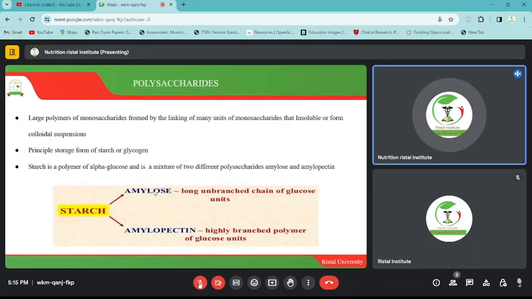Then, getting to polysaccharides, finally, these are large polymers of monosaccharides. They are formed by linking many units of monosaccharides that are insoluble or form colloidal suspensions. What does this mean? These molecules cannot be dissolved, and so when something is not soluble, it forms a colloidal suspension.